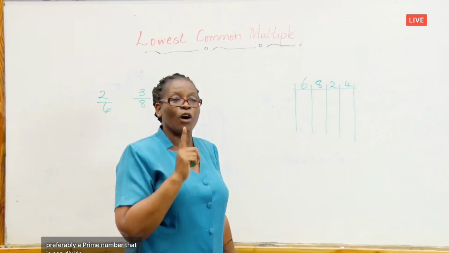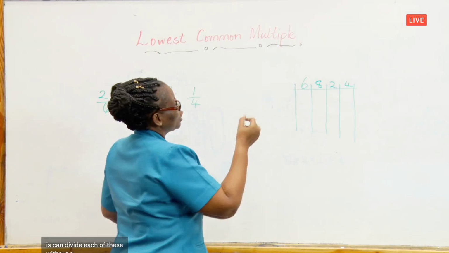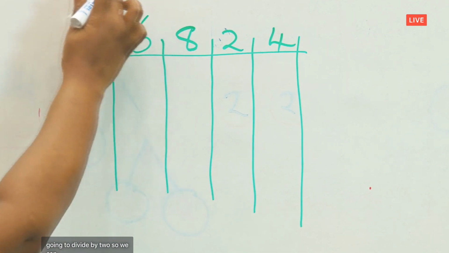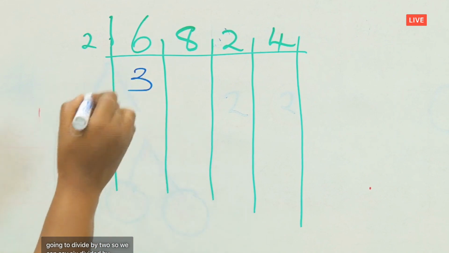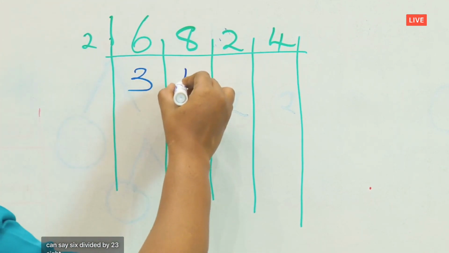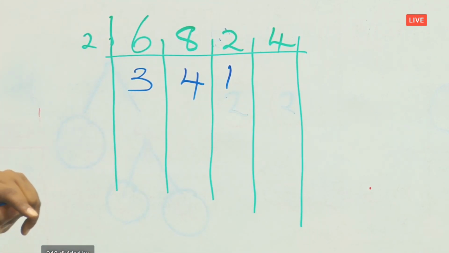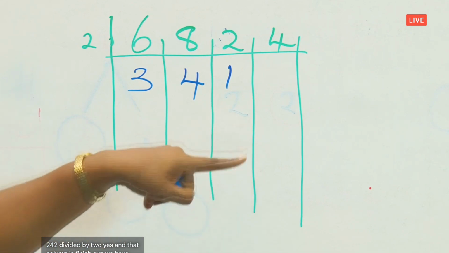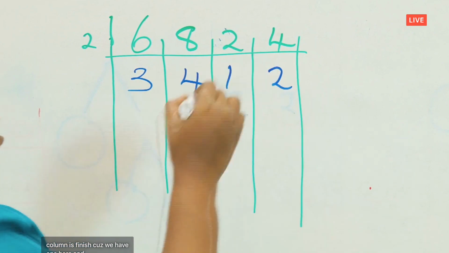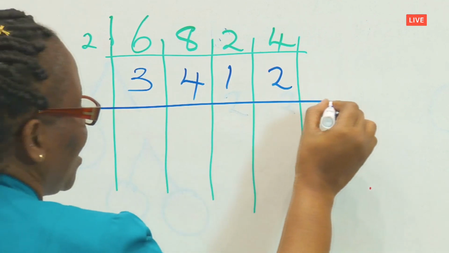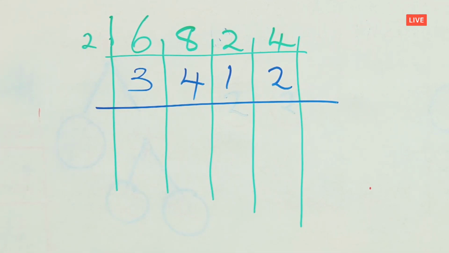So we are going to find a number, and as I say, preferably a prime number that can divide each of these without a remainder. So we are going to use, yes, 2. So we are going to divide by 2. So we can say 6 divided by 2, 3. 8 divided by 2, 4. 2 divided by 2, yes, and that column is finished because we have numeral 1 here. And 4 divided by 2, 2. So we still have 3 columns to work with.